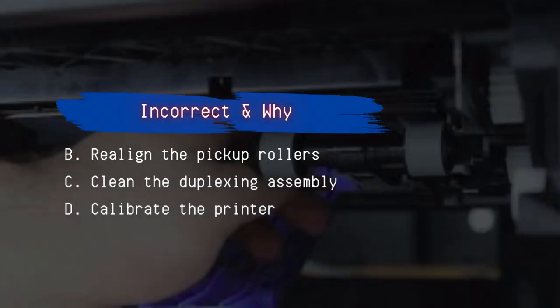Incorrect answers: B. Realign the pickup rollers. Now, pickup rollers are responsible for feeding paper into the printer. Misalignment or wear on the rollers can cause paper jams or misfeeds, but it would not cause a specific area of the page, like the left side, to fail to print an image. C. Clean the duplexing assembly. Cleaning the duplexing assembly used for double-sided printing would address issues related to double-sided printing, but it is unlikely to resolve the issue of missing image on one side of the page.